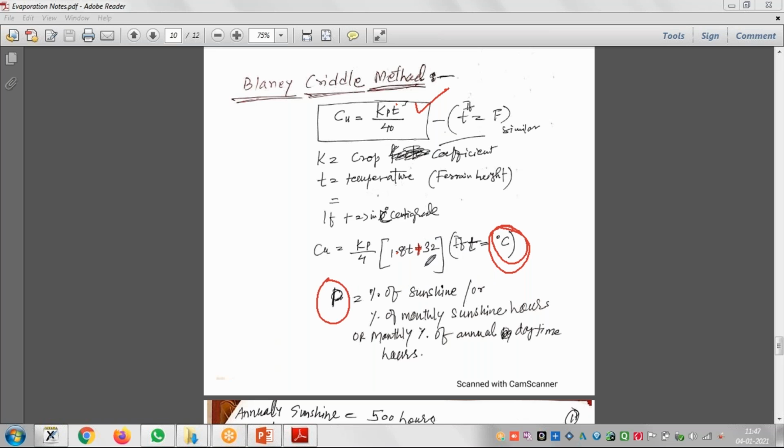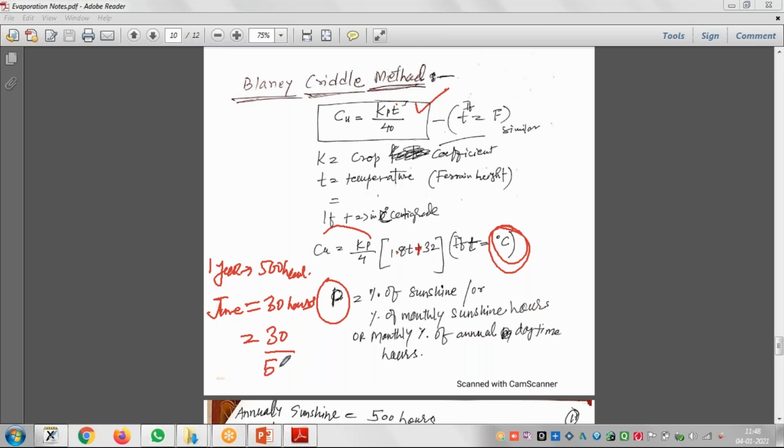the percentage of sunshine. What does percentage of sunshine mean? For example, in one whole year the total sunshine was say 500 hours. And in the month of June or July, the sun came for 30 hours. Sunshine was 30 hours. What is the percentage for that month?